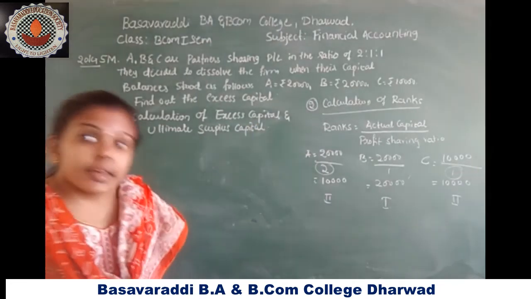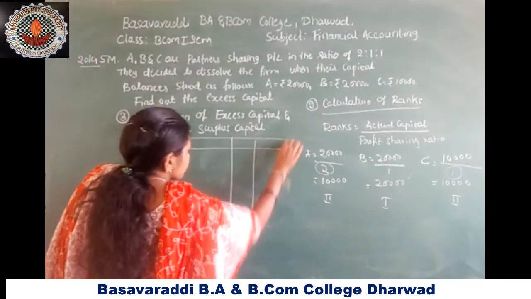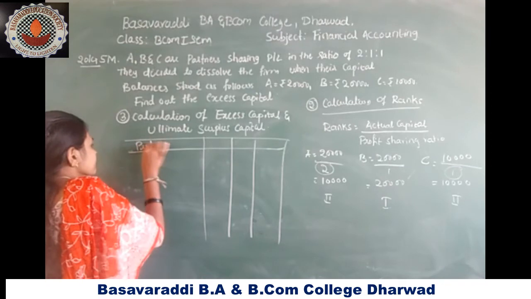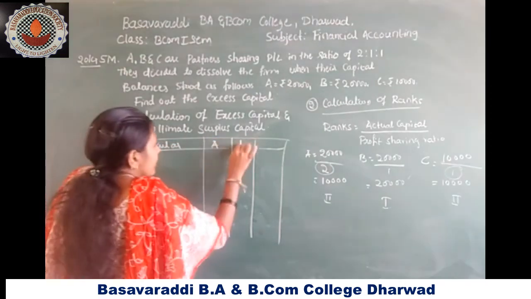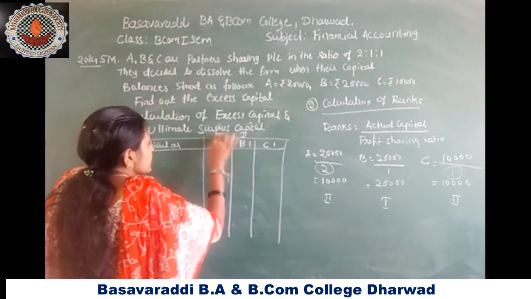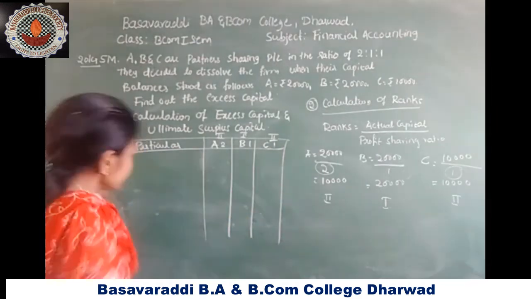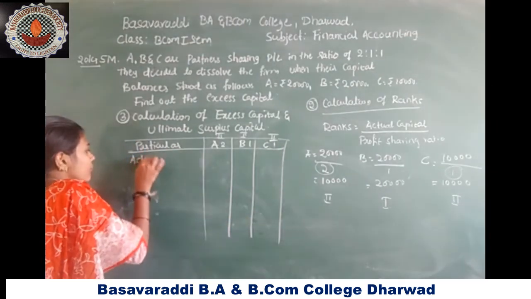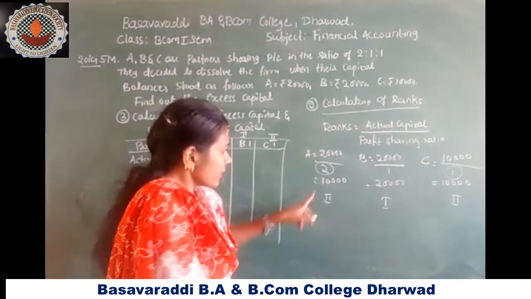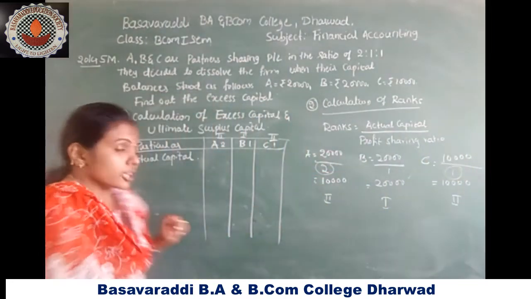Ultimate surplus capital. Now, particulars: partner A, partner B, partner C, ratio 2:1:1, with first rank and second rank. First, actual capitals of a partner: 20,000, 20,000, and then 10,000 rupees.